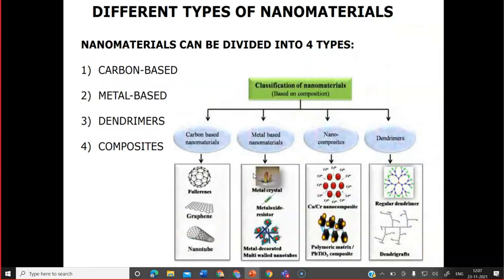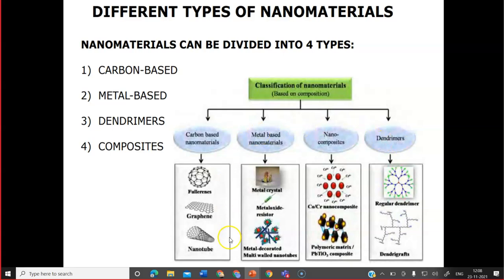Okay. But what are the types of nanomaterials? So there are different types of nanomaterials. Again, types of nanomaterials are also four. Classes are also four based on dimension, but this is based on composition. So nanomaterials can be classified based on dimension: 0D, 1D, 2D, 3D. Based on composition, they can be classified as carbon-based nanomaterials, metal-based nanomaterials, nanocomposites, which will be composites, and then dendrimers.